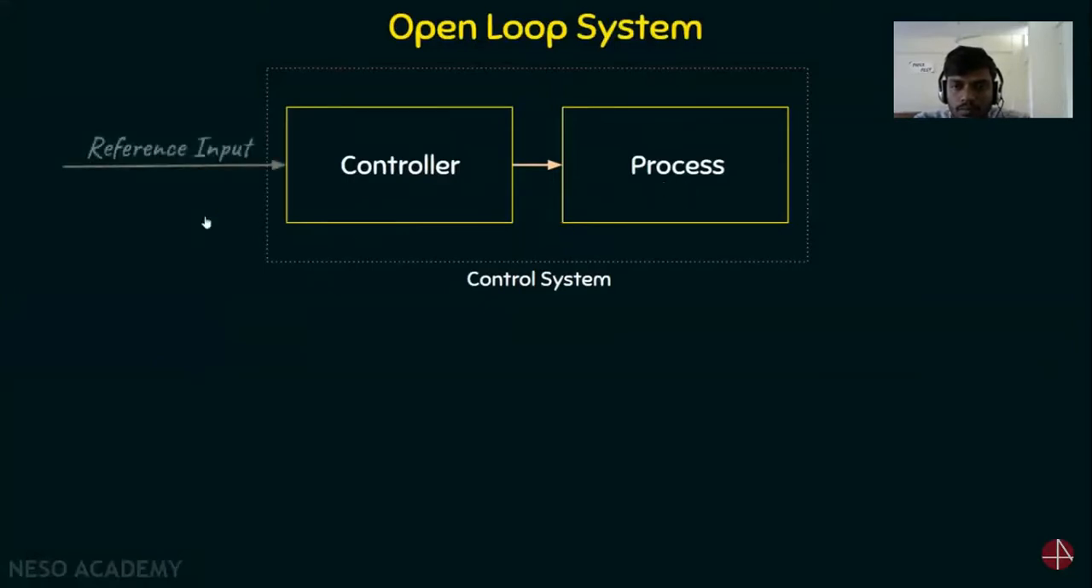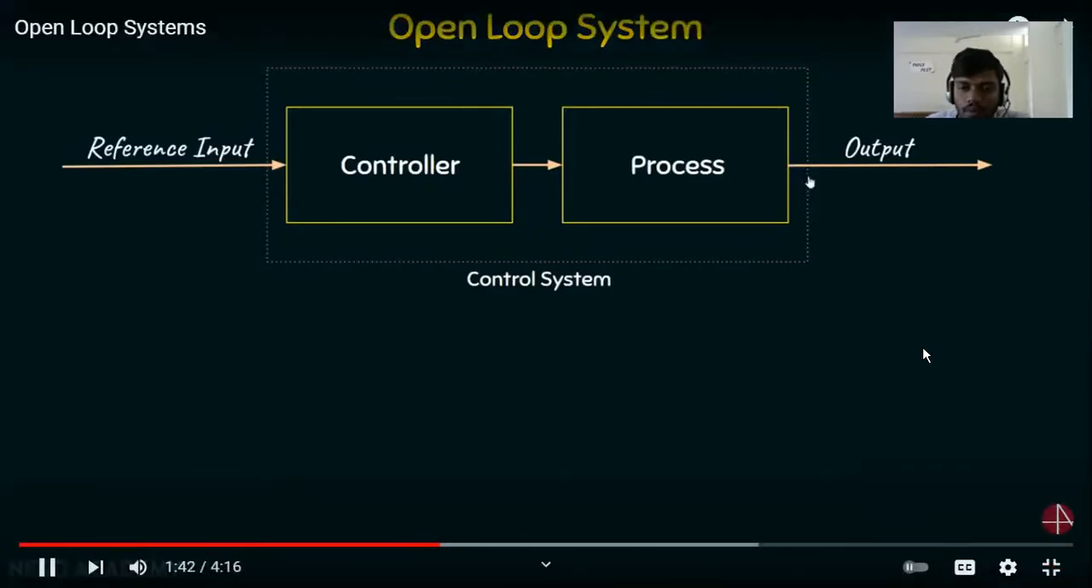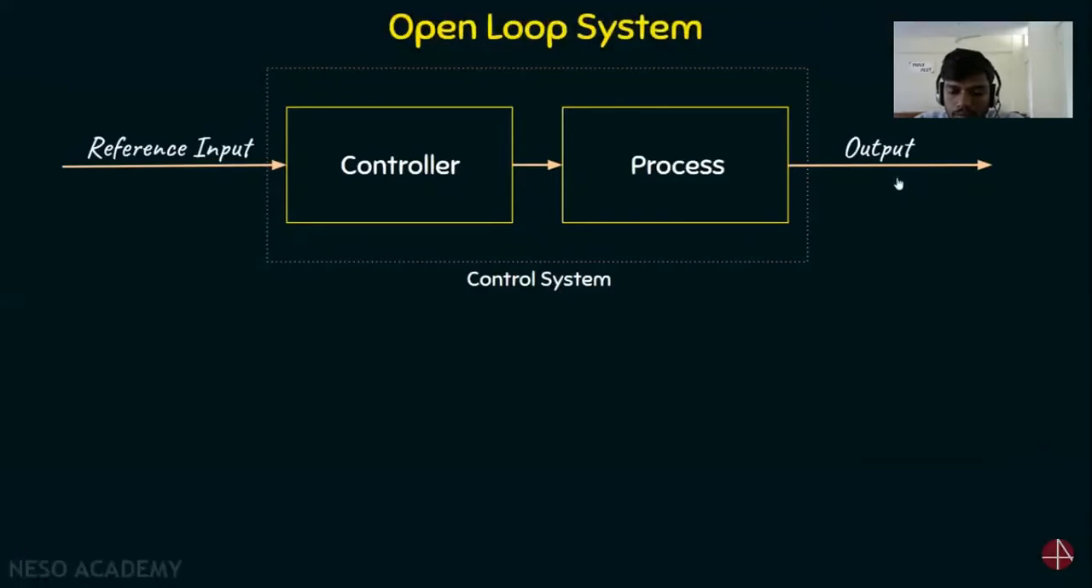On the left hand side, we have the input to the system, and from now onwards we will call this the reference input, and on this side we have the output. So now we can say that any control system will take an input, and inside the control system, the controller will control the amount of input that is required for the process, and the controlled input will move on to the process section, and it will be processed in order to generate the output. In this way, we are done with the block diagram of the open loop system.